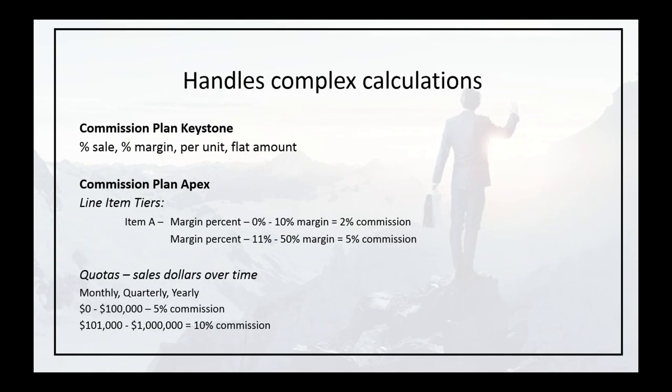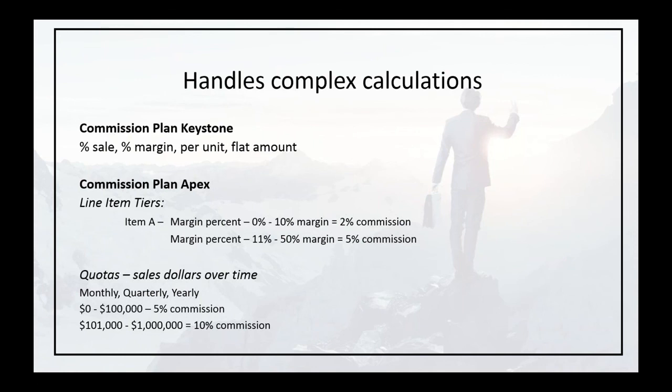Another calculation that you could have with Commission Plan Apex would be quotas. Many of you are familiar with quotas, which is sales dollars over time. So what the software does, whether your quota is monthly, quarterly, or yearly, is hold all of those sales documents in a bucket, and then at the end of the period, say monthly, determine where they are. In this example, $0 to $100,000 gets 5% commission, and $101,000 to $1 million gets 10% commission. So the rate is assigned at the end of the period.